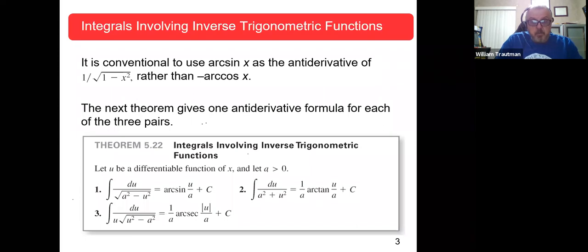Then we have some more formulas. And once again, many of these are on, well, they're all on our 100 integration formulas. Theorem 5.2, du over the square root of a squared minus u squared. If you look at your formula sheet, the square root of a squared minus u squared.